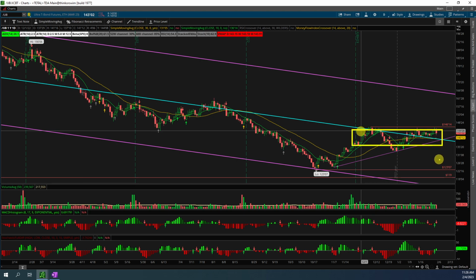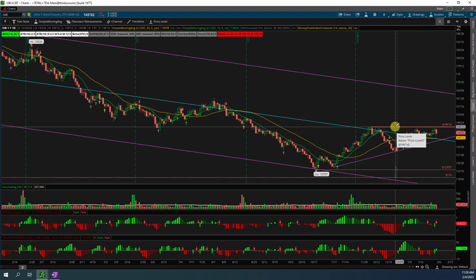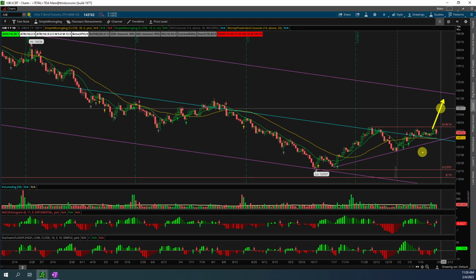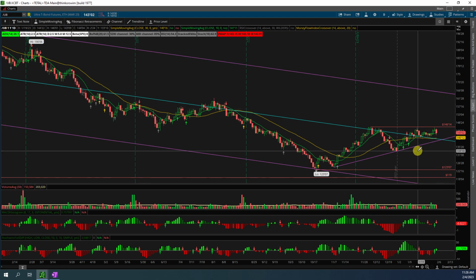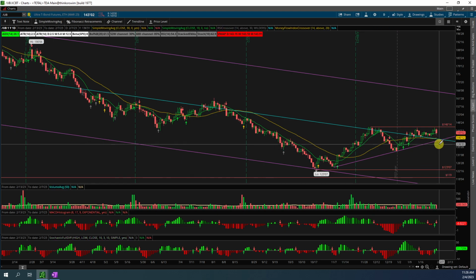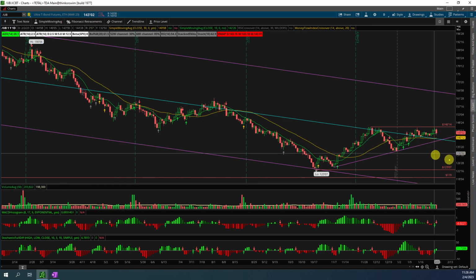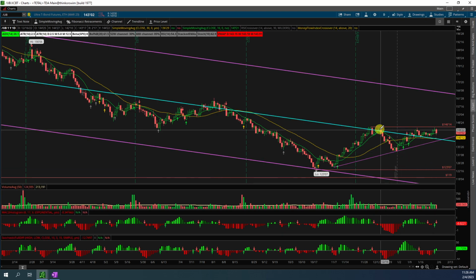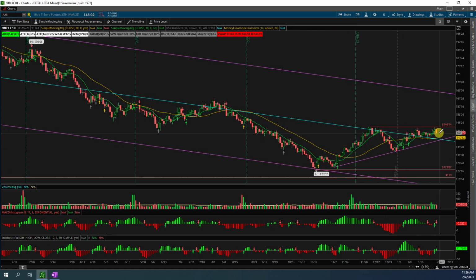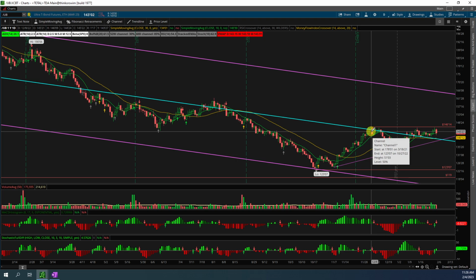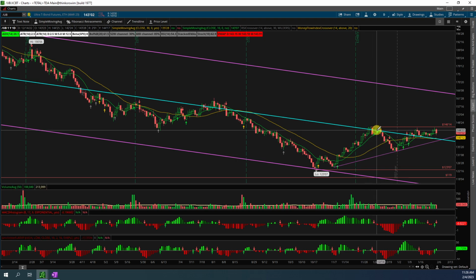So it's in the channel now, and we need to see if it's going to move up off that level or if it's going to break this ascending line and move to the downside here. So for now, it's in consolidation, and it's moving very, very sideways, I would say, since the beginning of last month, actually.